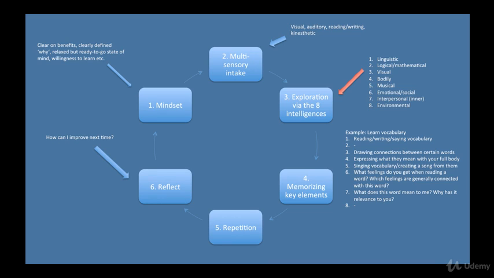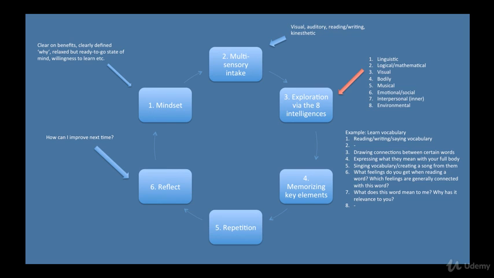And then number 7, interpersonal, which is about the question, what does this word mean to me? Why does it have relevance to you? What is so special about that word? Does it have any relevance to you, or do you just have to learn it? If it has any relevance to you, where exactly did this relevance come from? Why is it so relevant to you?